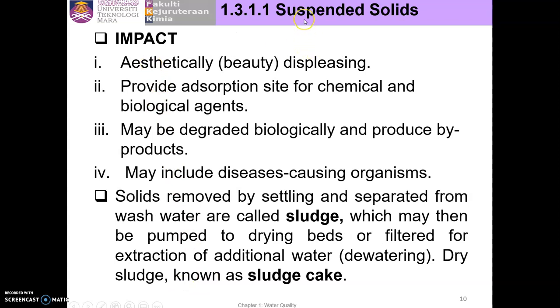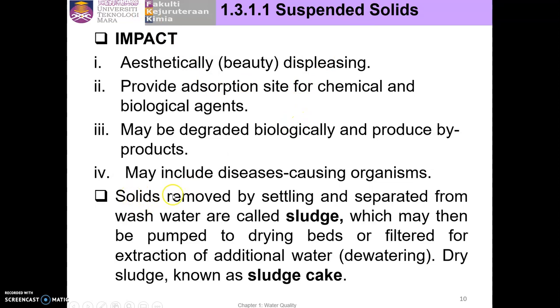So impact of a suspended solid. Apa impact dia kepada water? So of course the first one is aesthetically lah. Okay, so tak sedap dipandang mata. Okay, so kalau ada suspended solid, of course water tu akan nampak kotor. And also impact dia akan provide adsorption site for chemical and biological agents, may be degraded biologically and produce byproduct, and also may include disease-causing organisms. Okay, this is impact of having suspended solid.